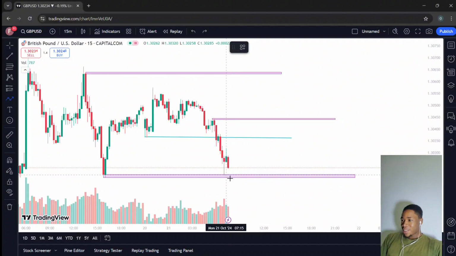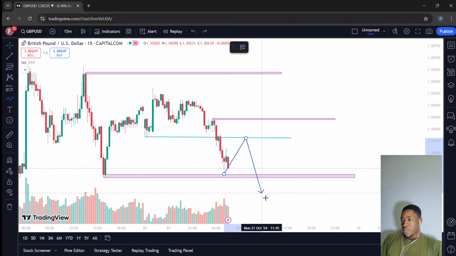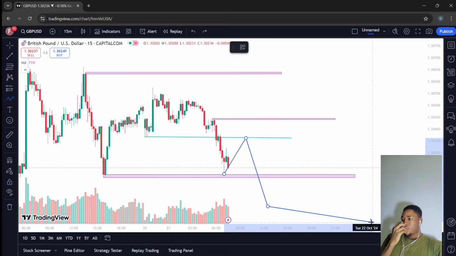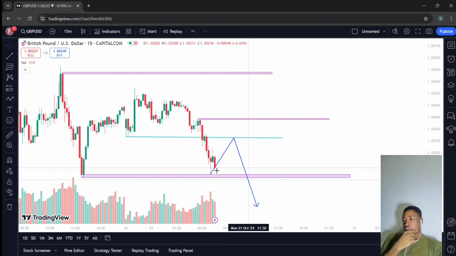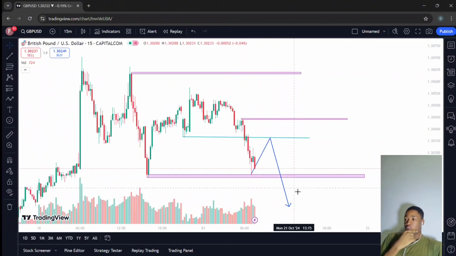So we're supposed to be waiting for price to come all the way up here, touch this zone, then bounce down, because we are looking for a sell. So we are supposed to wait for price to touch this zone before we execute our own plan.